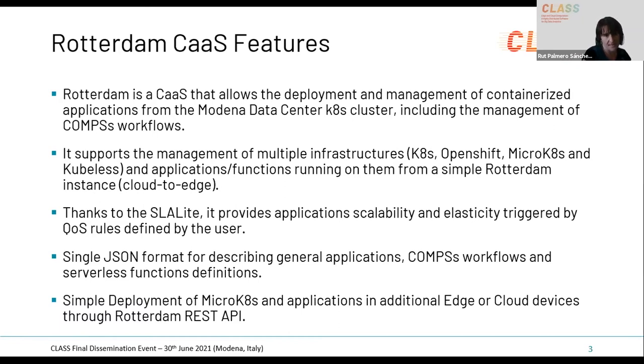Inside Rotterdam, we have the SLA Lite. It provides the possibility to define quality of service rules that control the scalability and the elasticity. It's very easy: we have a single JSON format for describing both the general application that needs to be deployed and also the different quality of service rules that have to be applied to the tasks. And we have a REST API interface to communicate with Rotterdam.